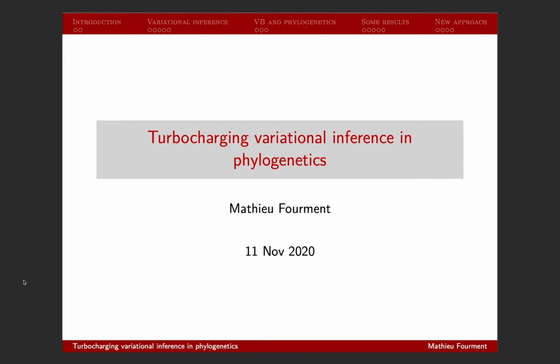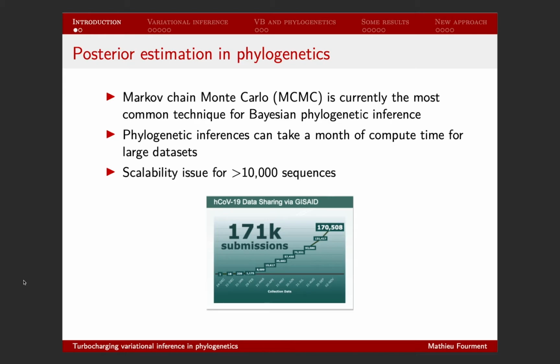About my work on variational inference in phylogenetics. Markov chain Monte Carlo is currently the most widely used method to do Bayesian inference in phylogenetics. Unfortunately, there's a scalability issue for big data sets. For example, for programs like MrBayes and BEAST, it's almost impossible to analyze 10,000 sequences and more.